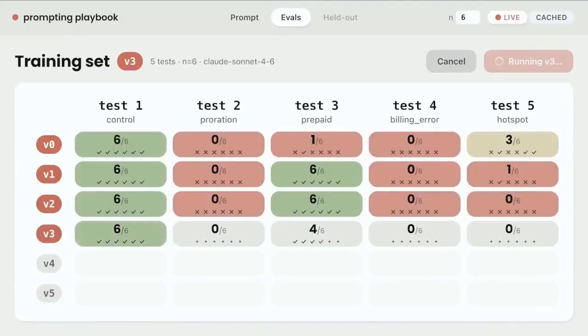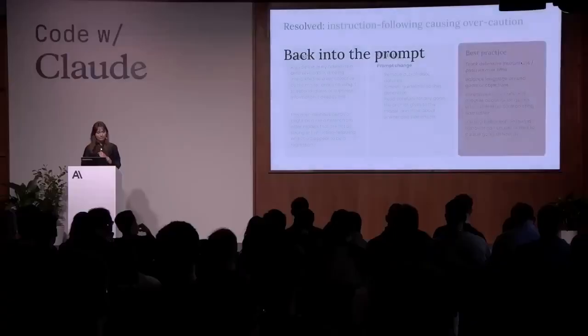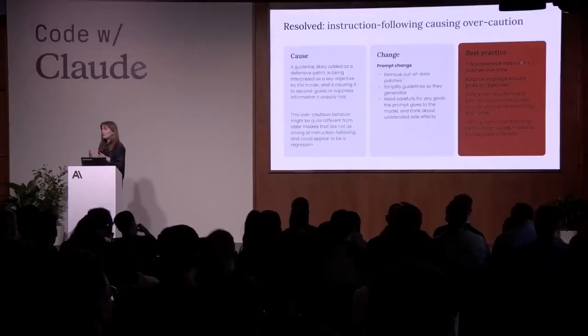So running the eval here, we should hopefully be addressing all of the test cases for the hotspot case. Now, I am running this live, so there could be some variability here, but we see here that now clearly all of our test cases are passing. So what did we learn from this?